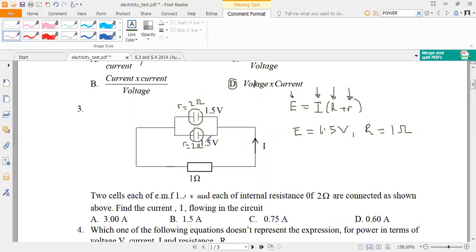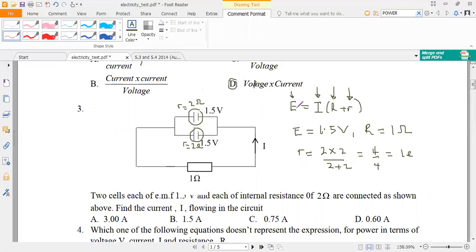Then we can now find the internal resistance. Since these two cells are in parallel, the total internal resistance for these two is given by product over sum. Since there are two resistors in parallel, we can use product over sum. That will be 2 times 2 divided by 2 plus 2. We shall end up having 4 out of 4, and the answer is 1 ohm.